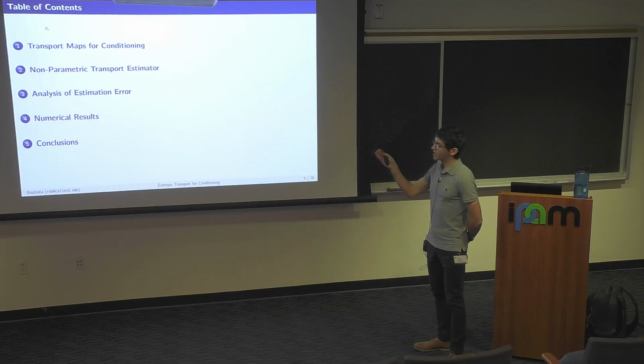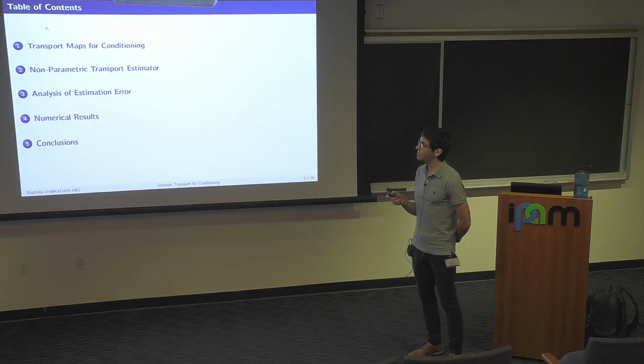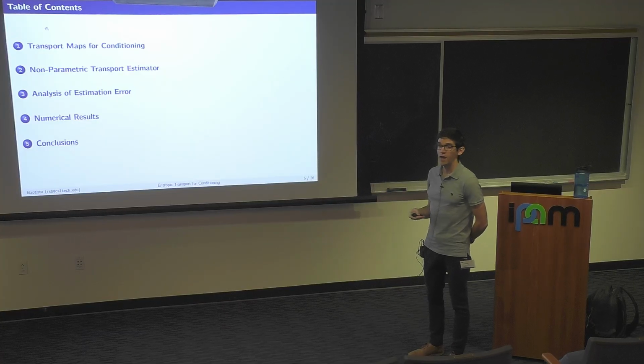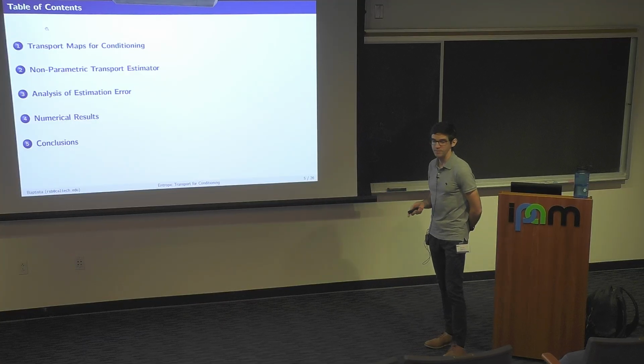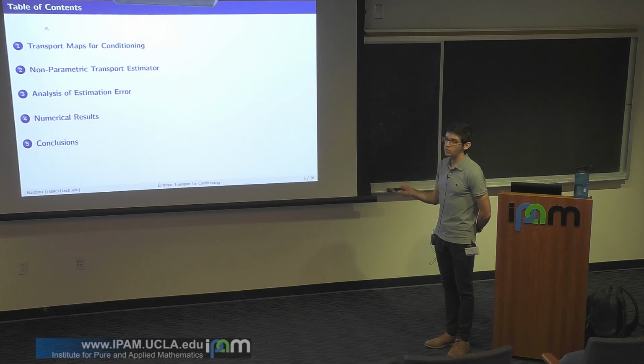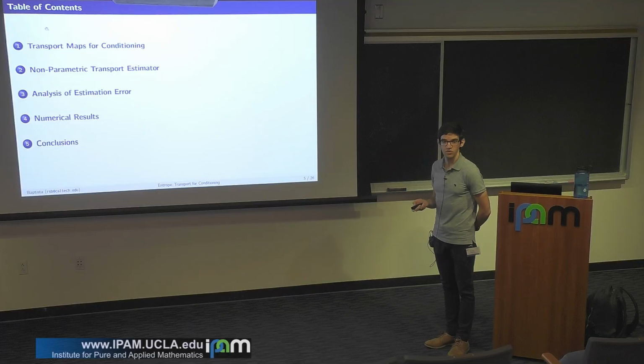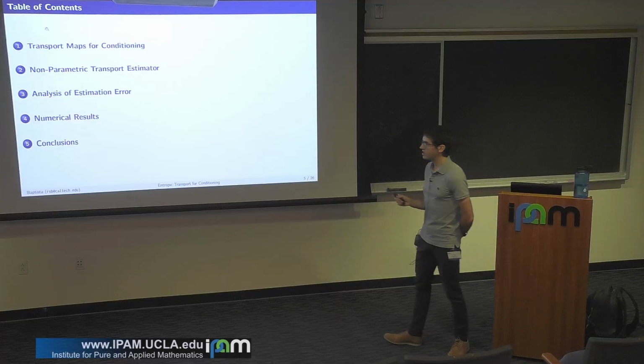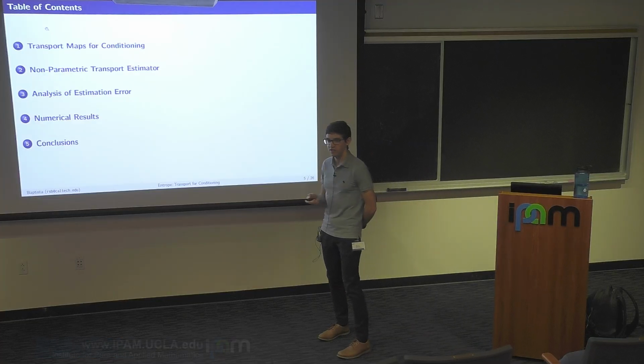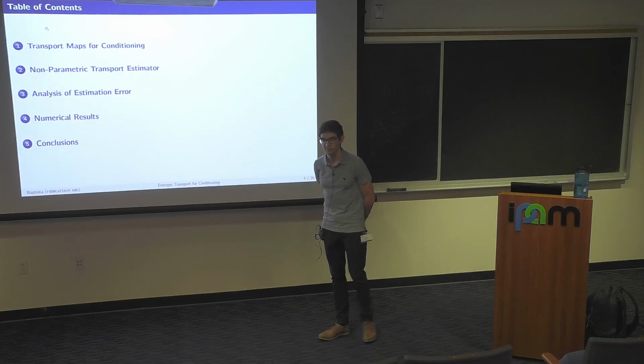I want to discuss this in 5 parts. The first is going to be on how we can use transports for conditioning. The second is to propose a non-parametric estimator for these transport maps. The third is I'll present some analysis of the estimation error related to these maps, and lastly, present some numerical results.